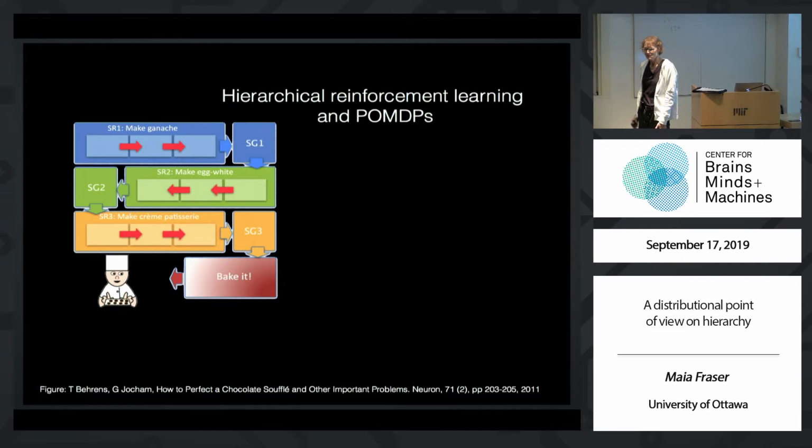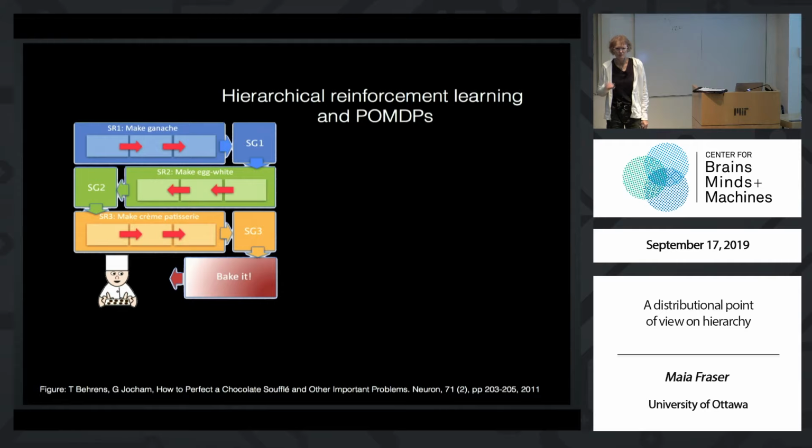hierarchical planning in general. If you're going to try to build a souffle, you have certain subroutines. So here there's one subroutine making ganache, making egg whites. This is not actually the kind of recipe that I would follow, but anyway, this is like any kind of more complicated task you're doing. It has various subroutines. We tend to think of things in that manner. And so the idea here is that these subroutines may have been learned, or the agent may have been trained on these in other contexts, and can then call on them with a sort of hierarchical control.